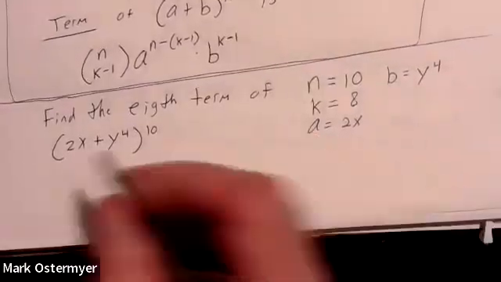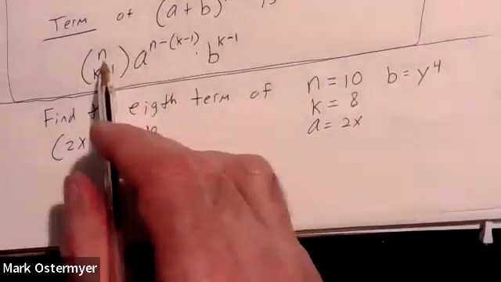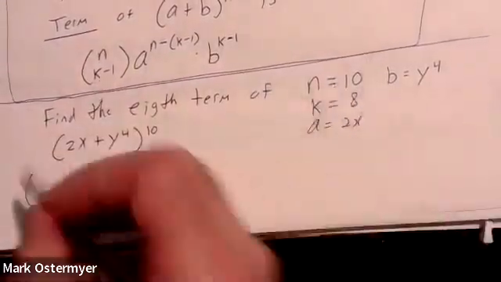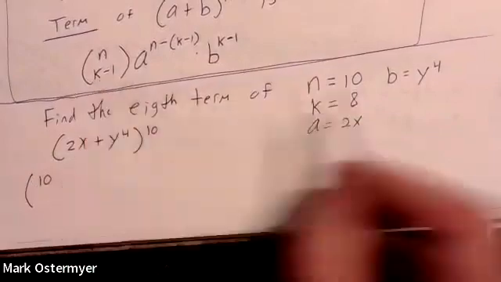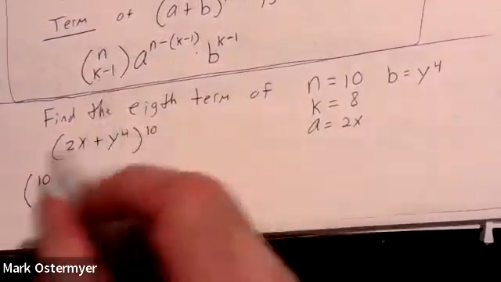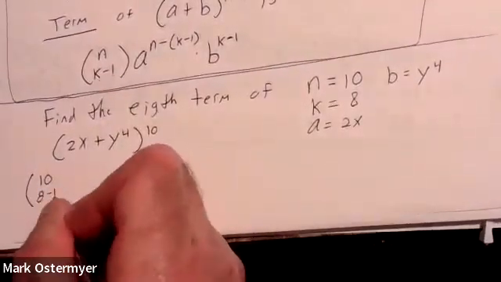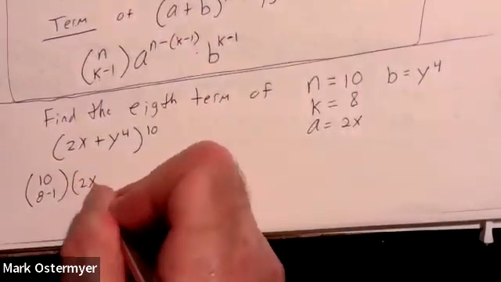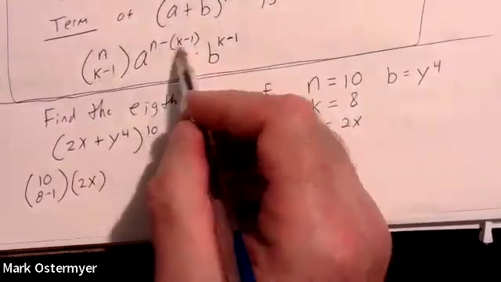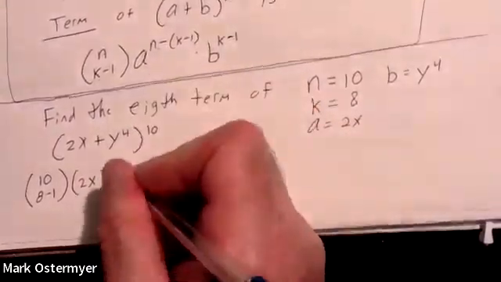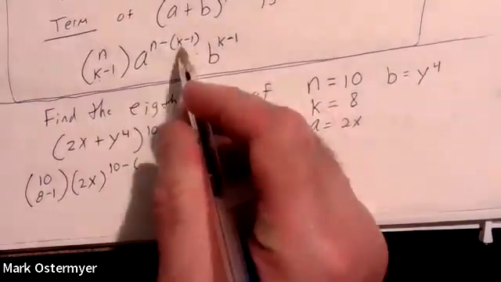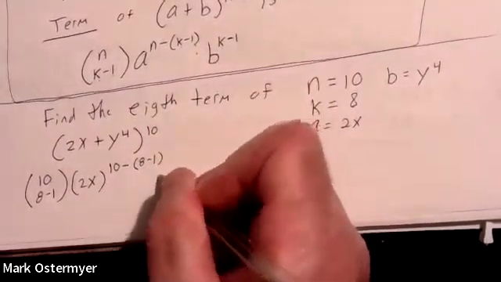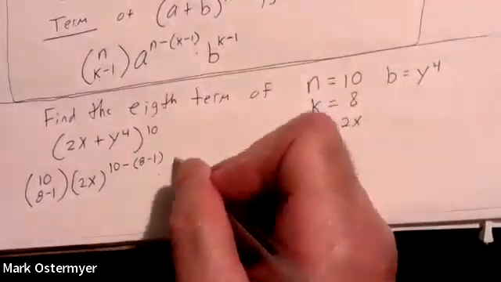All right, so here we go. So the 8th term, we follow along, is going to be what? N choose k minus 1. N is 10. 10 choose k is 8. 10 choose 8 minus 1. Times the first term is 2x, raised to the n minus k minus 1 power. N is 10. Minus k minus 1 is 8 minus 1. Times the second term is y to the 4th.